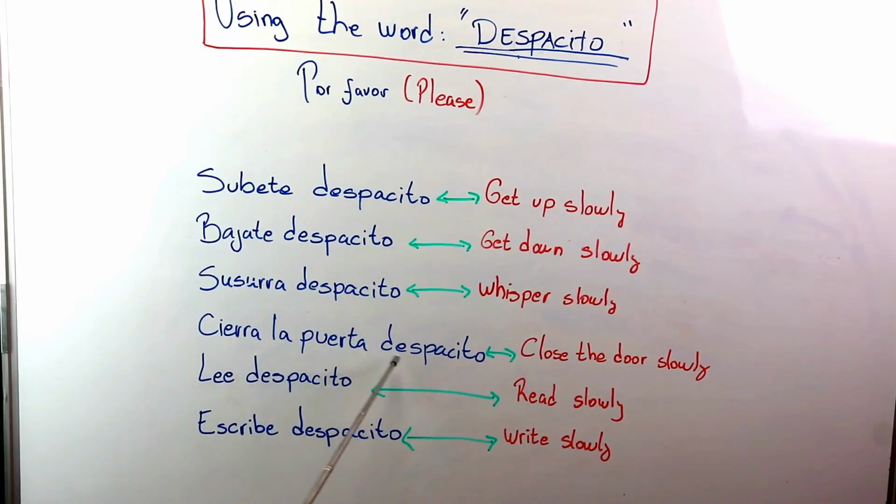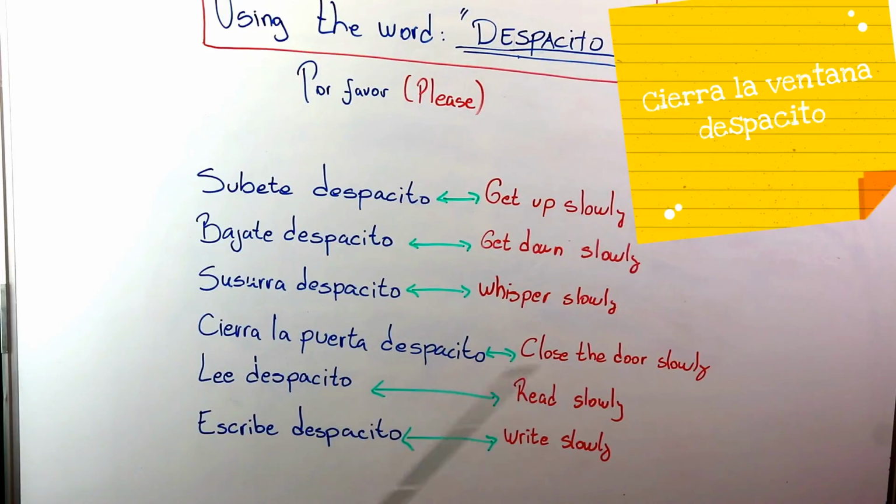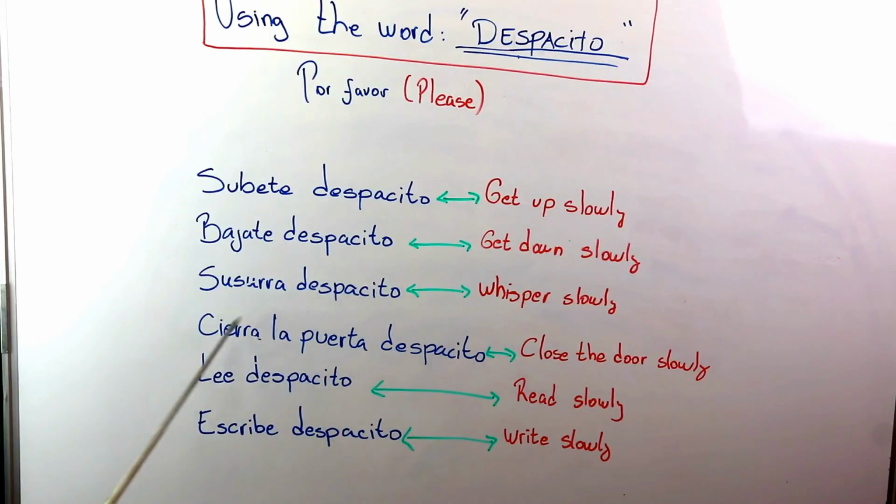Cierra la puerta despacito. This is a very useful one. You will be asked this many times. Close the door slowly. Cierra la puerta despacito. Cierra means close. La puerta, the door, despacito. That's right. You guessed it correctly. Despacito means slowly. Cierra la puerta despacito. You can also ask, cierra la ventana despacito, which means close the window. You can use this sentence with a wide range of different things.